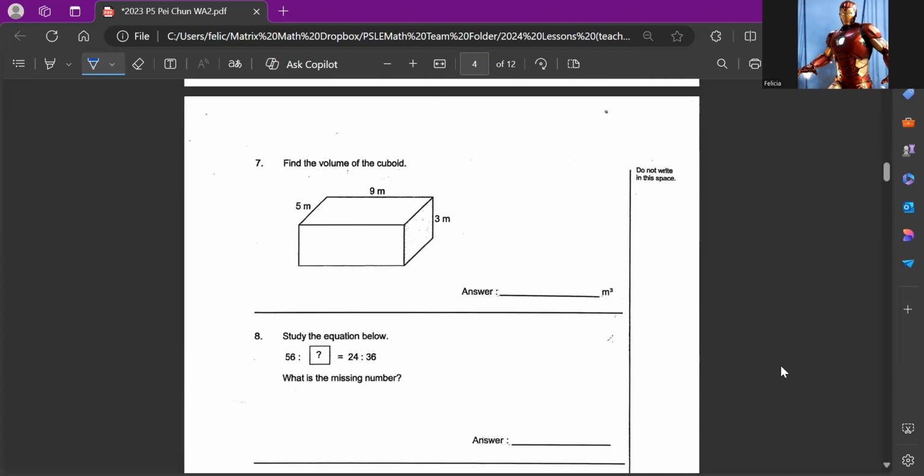Okay, question 7. Find the volume of the cuboid. Volume means length times breadth times height. This is very straightforward. Length is 9. Breadth is 5. Height is 3. So this will work out to be 135.